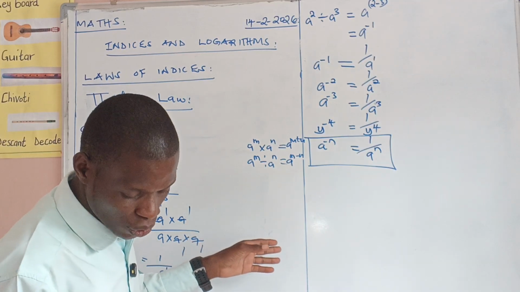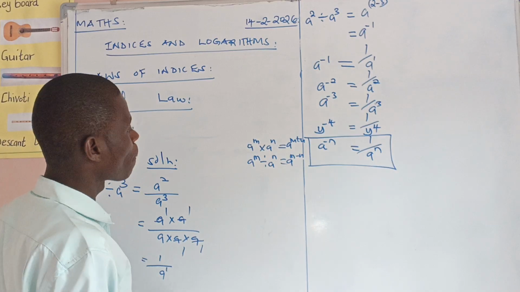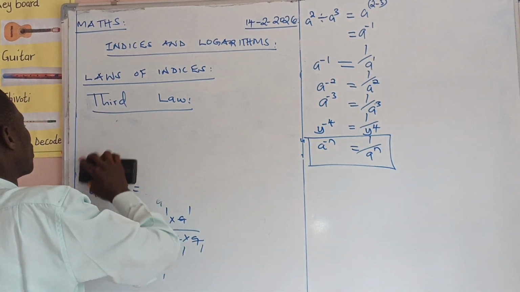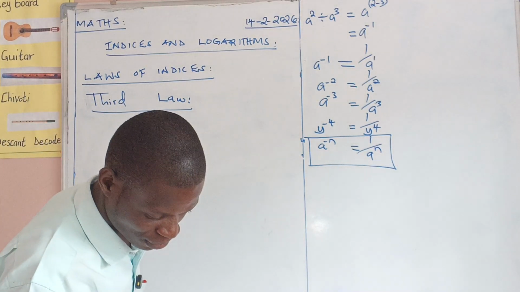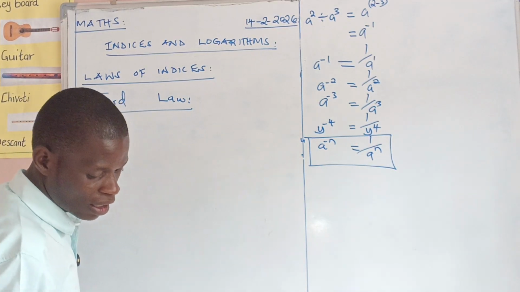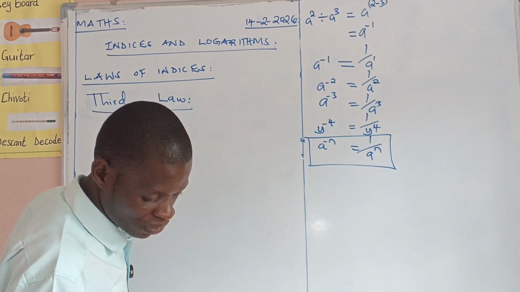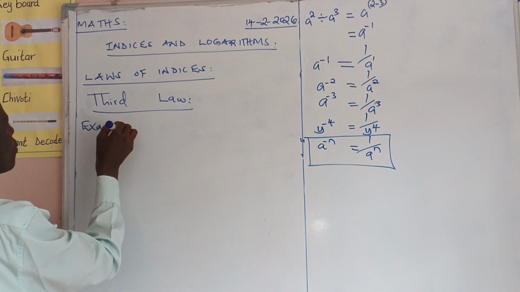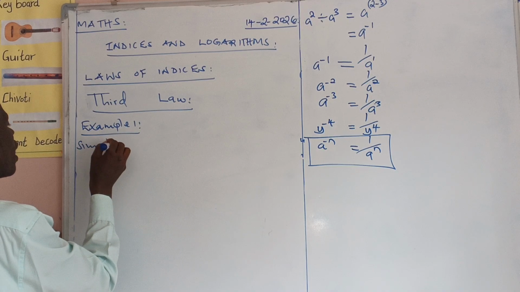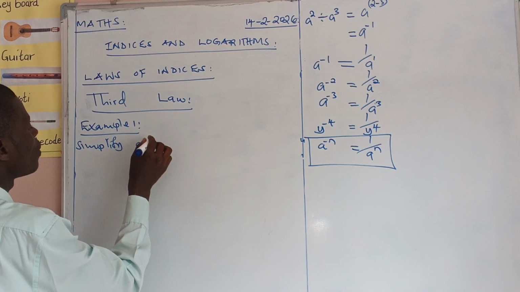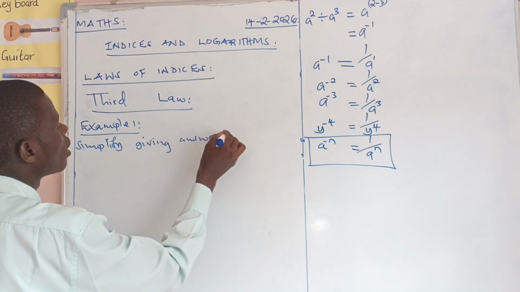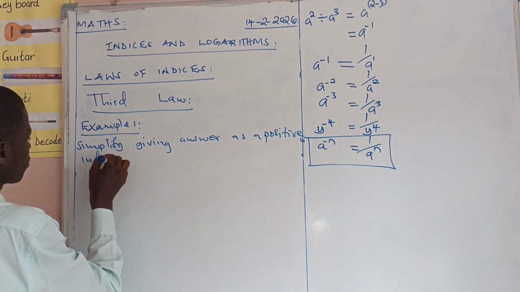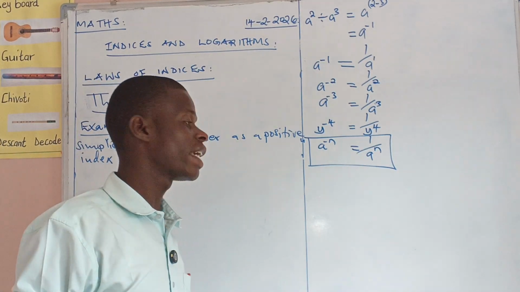Let us see if we can use that to solve some questions. It is very simple. It is something that you can understand. Simplify giving answer with positive indices. So I have example 1. Simplify giving answer as a positive index.